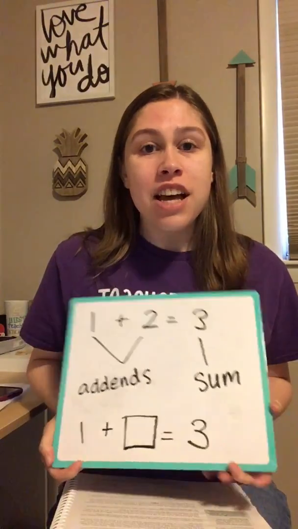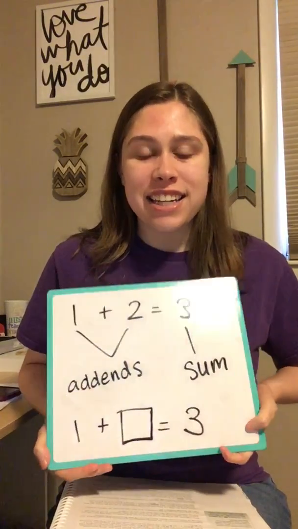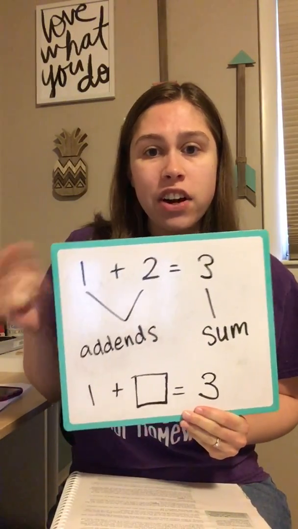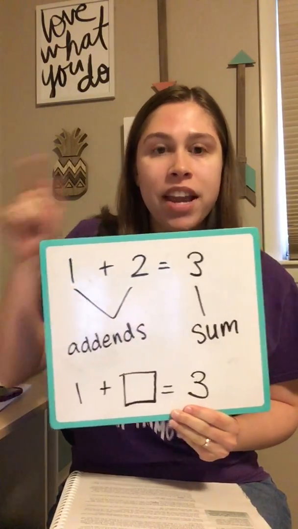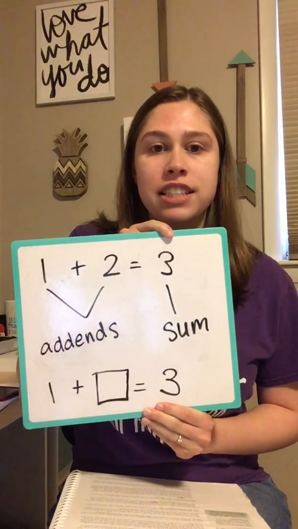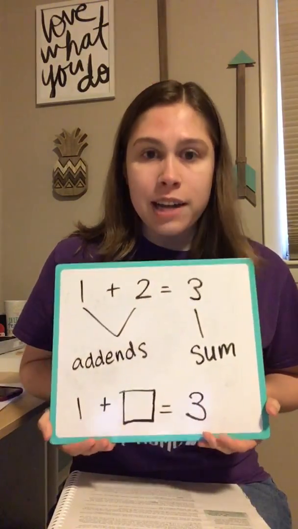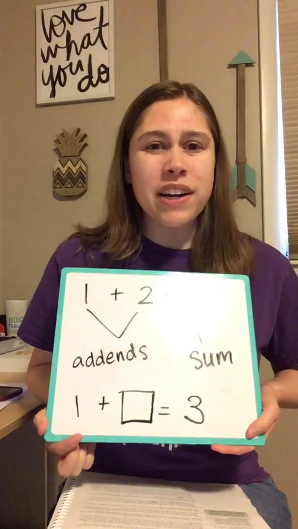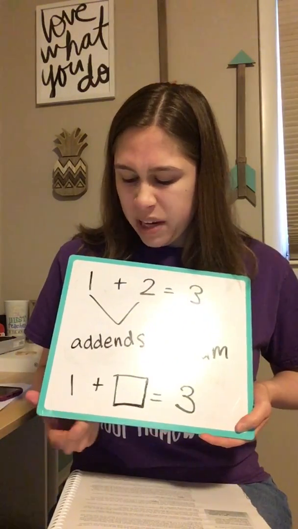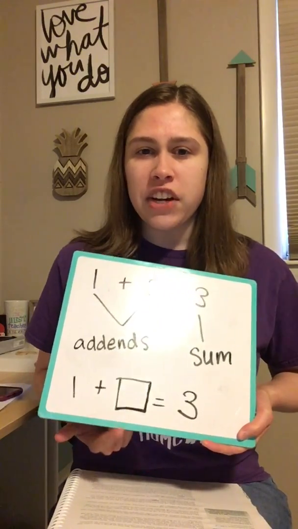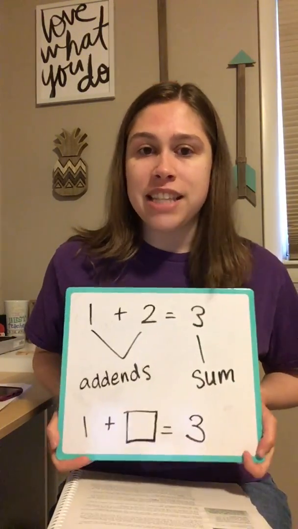Today we're going to be working on missing addends. So we know that in an addition problem, the two numbers that we add together are called the addends. And the answer to our addition problem is called the sum. So when I say we're going to work on missing addends, I mean we're going to have a problem like 1 plus something equals 3. We need to figure out the addend that is missing.